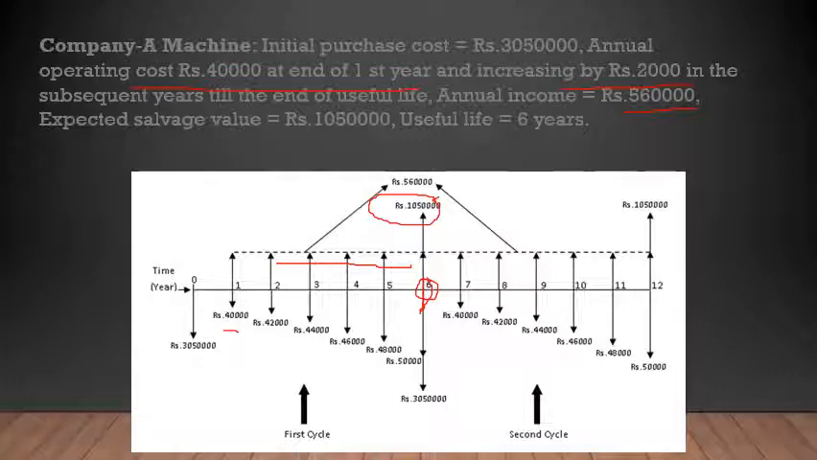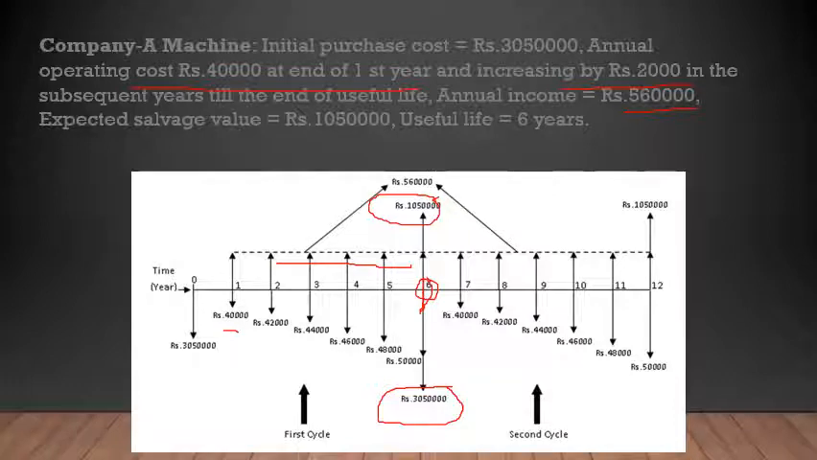Where should I invest that? I should invest exactly when the first machine stops working. When does it stop working? It stops working at t equal to 6. When should I start the next machine? I should start exactly at t equal to 6 only, not at t equal to 7. If you make it at t equal to 7, then the question would be, what were you doing from 6 to 7? Were you idle? You should not be idle. So you should immediately start at t equal to 6.